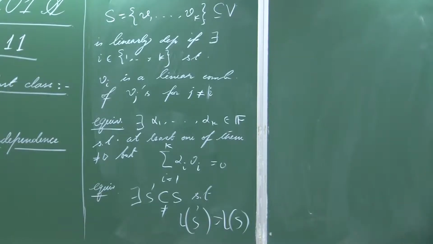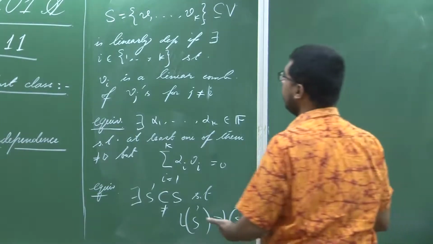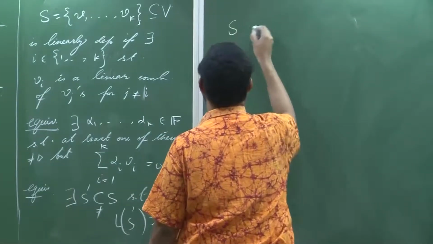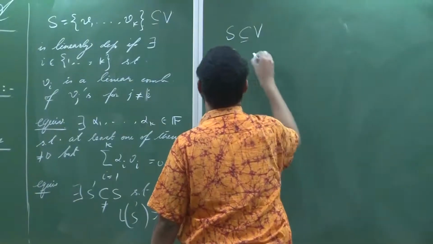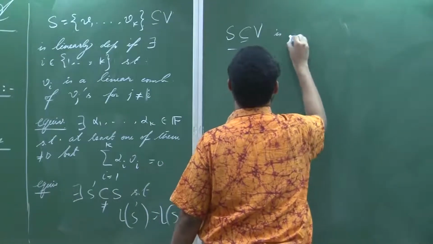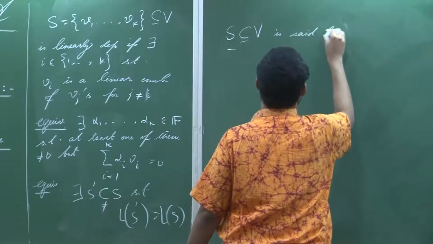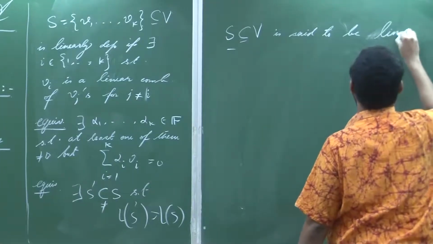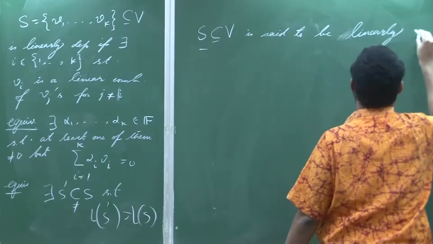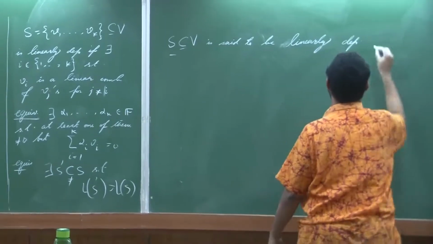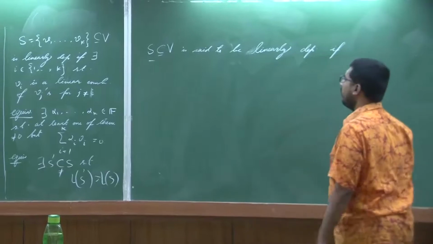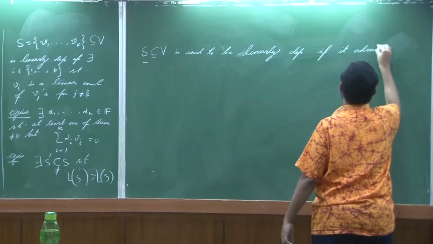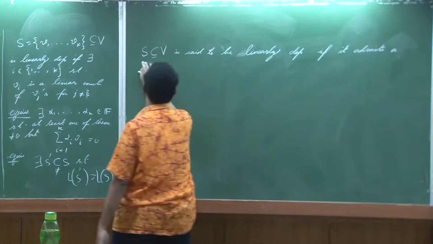Now, it is also legitimate to ask what happens if S is arbitrary. For that it is quite easy. The same thing goes for any arbitrary set. If S is arbitrary, then S is said to be linearly dependent if it admits a linearly dependent finite subset.